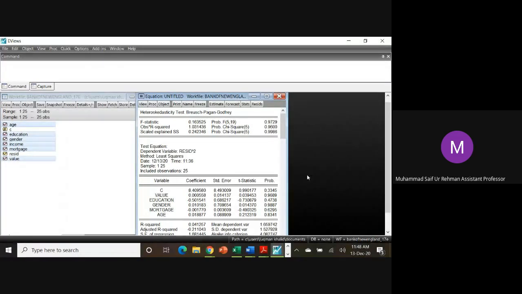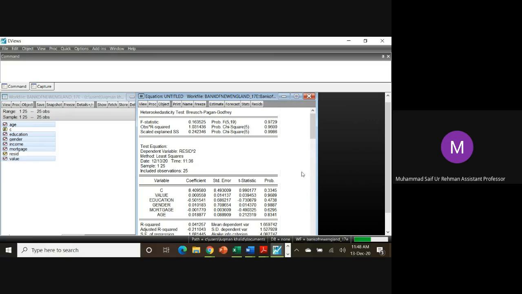Then there is another topic, stepwise removal or inclusion of variables in the analysis. Here, if you see the probability value for mortgage and age, these two, in fact three, gender. No, this was the heteroscedasticity test. Leave it.